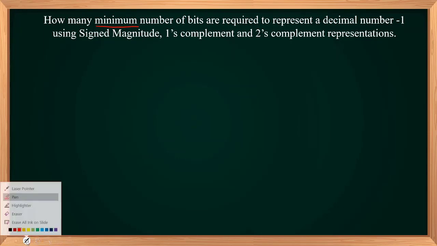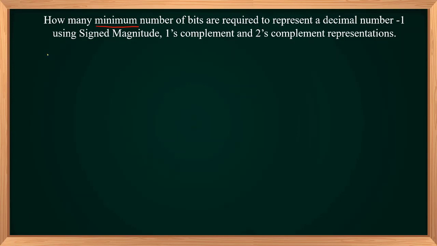Let us discuss signed magnitude representation first. In signed magnitude representation, the range of decimal numbers that can be represented using n digits is from negative extreme -(2^(n-1) - 1) to positive (2^(n-1) - 1) decimal. Here n is the number of digits used.